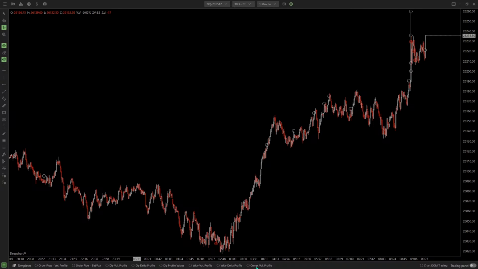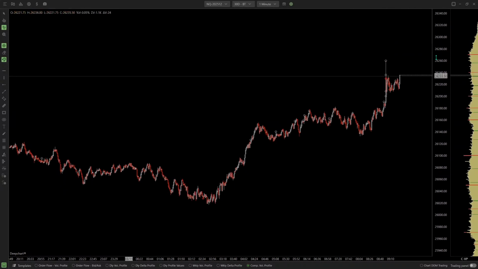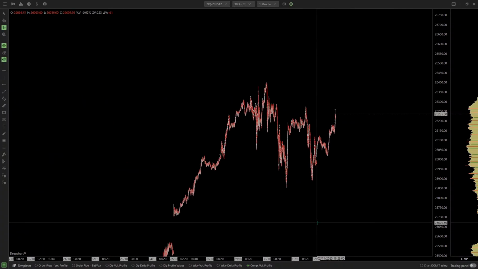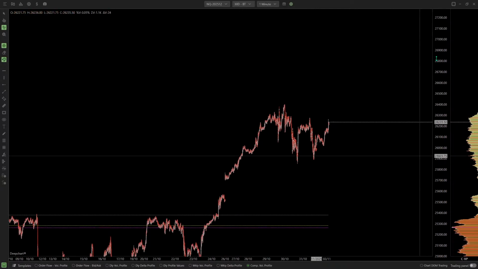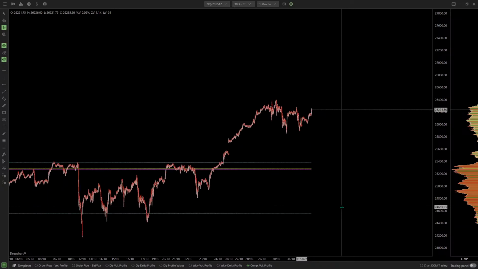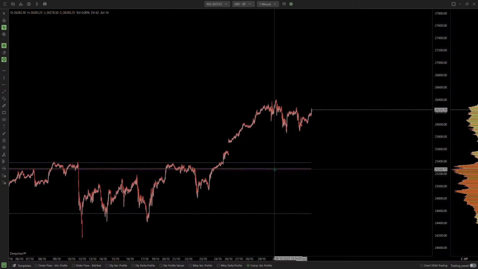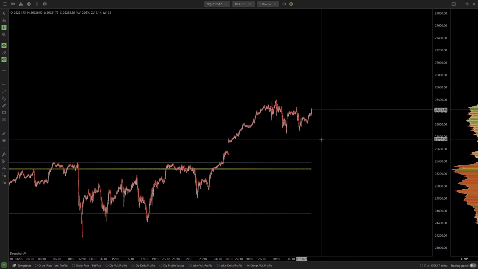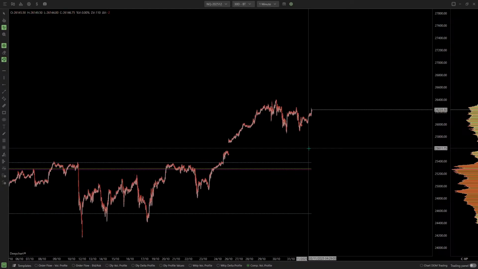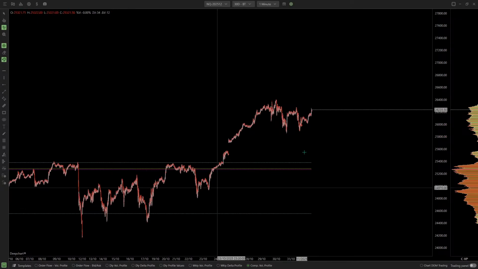All right, so we're gonna add a composite profile here. For 30 days. Obviously this is older market data, but all right, so this is our 30-day composite profile. That's ugly. Coming up on the high here. So the 30-day bias is up.